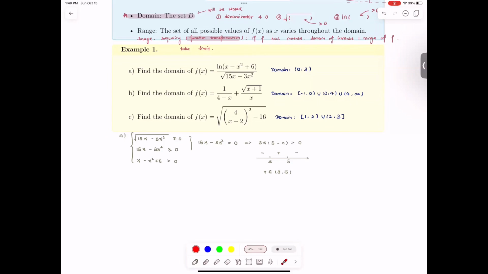Oh sorry, not 3, what am I talking about? 0. Oh my god, 0, my bad. 0 and 5, okay. Any question for the first part? This is what we got for the first two equations, that x has to be between 0 and 5. So far, so good?